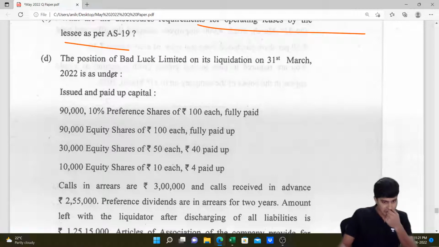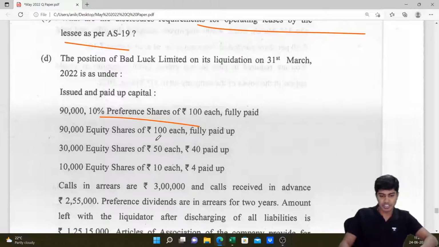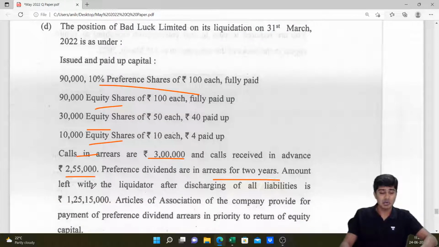The position of Bad Luck Limited on its liquidation on 31st of March 2022 is as under. There is preference share capital and equity shares, 3 variants, and there are calls in arrears. This is a 100 rupees share, this is a 50 rupees share, and a 10 rupees share. The 100 rupees share is fully paid up, the 50 rupees share has 10 rupees uncalled and unpaid, and 6 rupees for 10,000 equity shares is uncalled and unpaid. Calls in arrears are 3 lakh and calls received in advance are 2 lakh 55. Preference dividend is in arrear for 2 years. The amount left with the liquidator after discharging all liabilities is 1 crore 25 lakh 15,000.